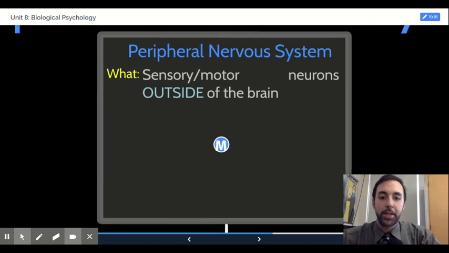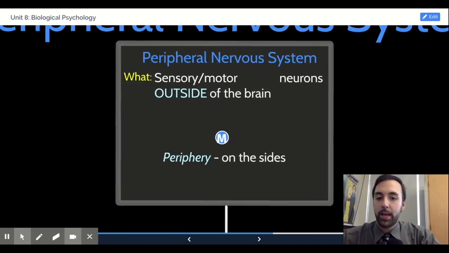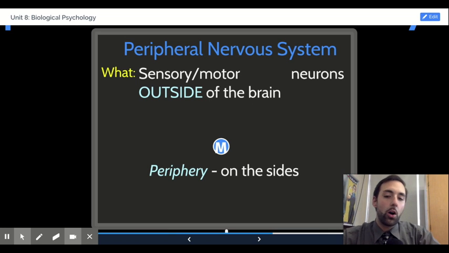We'll start all the way at the top and define the peripheral nervous system. As I sort of just alluded to, all of the sensory neurons and motor neurons outside of the brain and spinal cord are part of the peripheral nervous system. So, for example, in order to lift up a pen, I would be utilizing motor neurons in my arm. Those motor neurons are part of the peripheral nervous system.